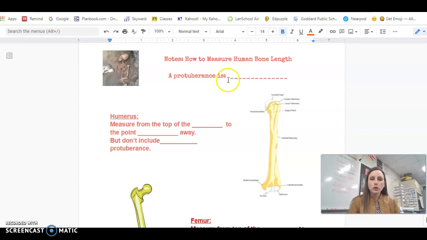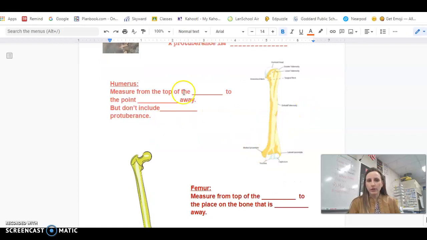Okay, so a protuberance is a word that just means a bump. And for our purposes in forensic science, we're specifically talking about a bump on a bone. So a protuberance, bump on a bone. For each bone I have here, I have a picture, and these are all oriented top to bottom. So when I talk about top and bottom, that's what I'm talking about.